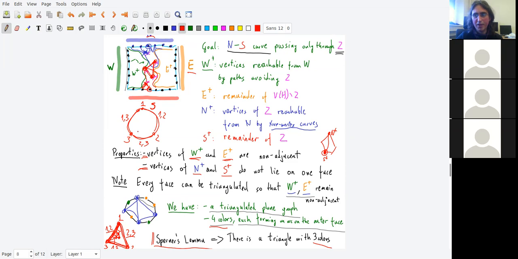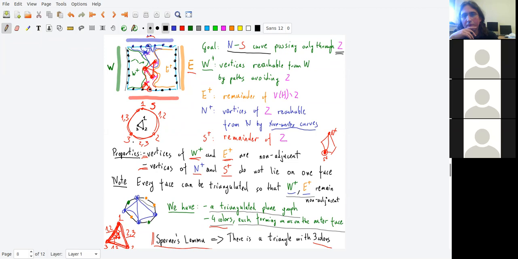Sperner's lemma says that then, in this graph, there must exist a triangle, a face, whose all three vertices are of different colors. This is a basic topological fact about planar graphs. We will actually do a proof of Sperner's lemma during the tutorials next week.